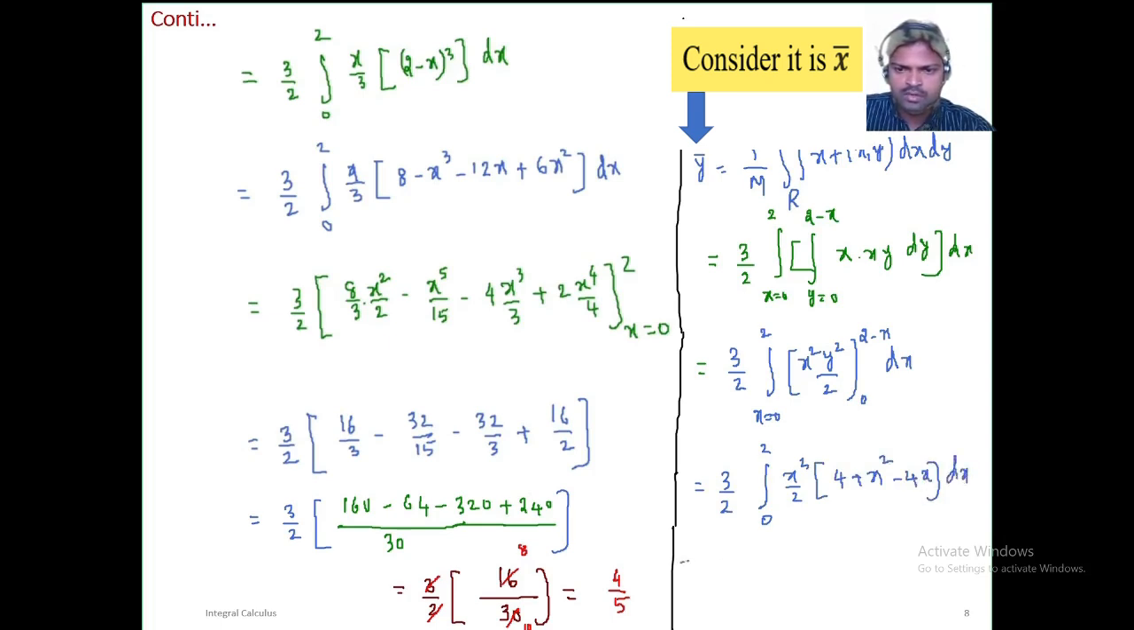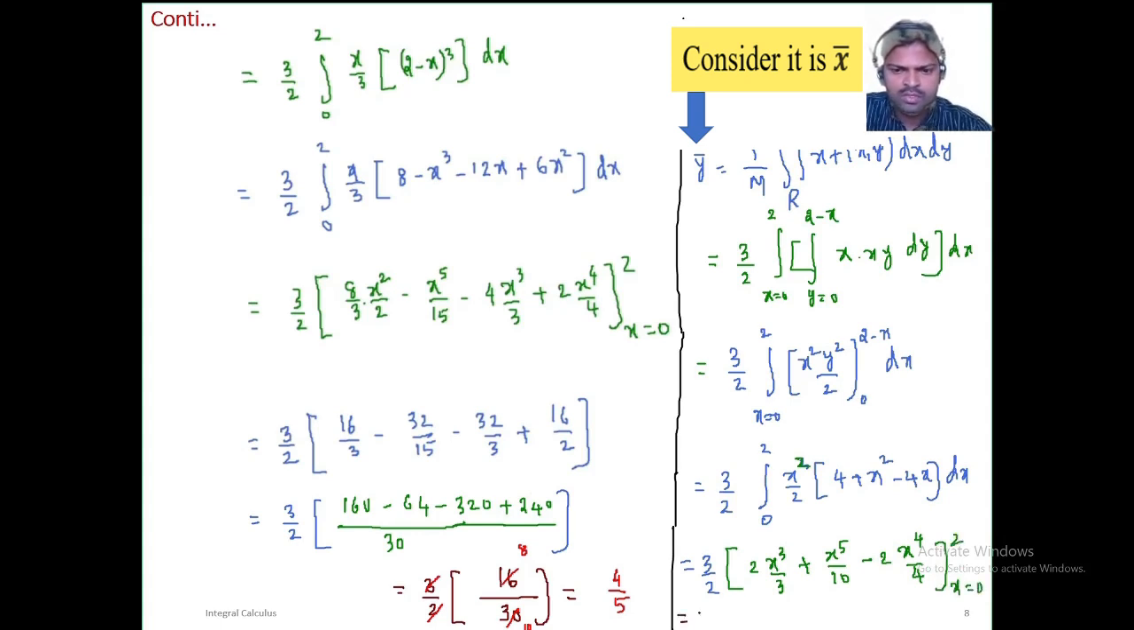And this will be 3 upon 2, evaluate: it is 4x square by 2, so inside 2 into x square, x power 3 by 3. Next x power 4, so x power 5, x power 5 by 10, 5 into 2 is 10, the integral of that. Next minus 4, x power 3, x power 4 by 4, and we are supposed to apply the limits, x from 0 to 2.